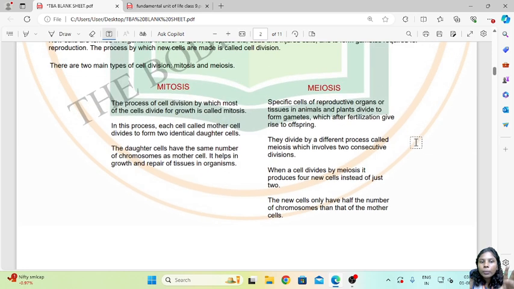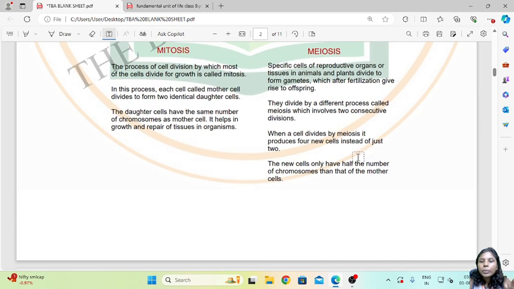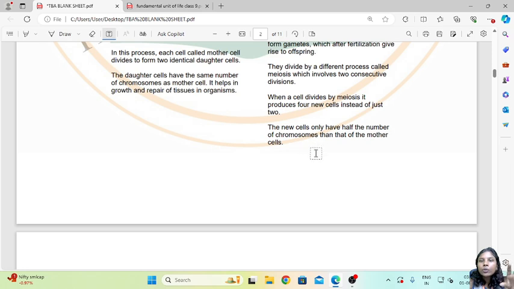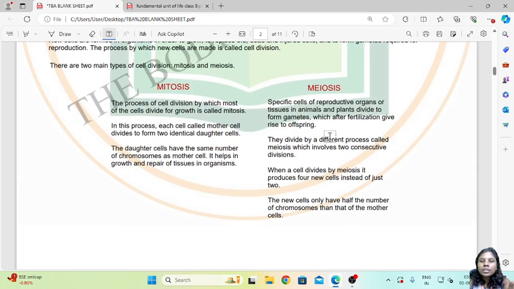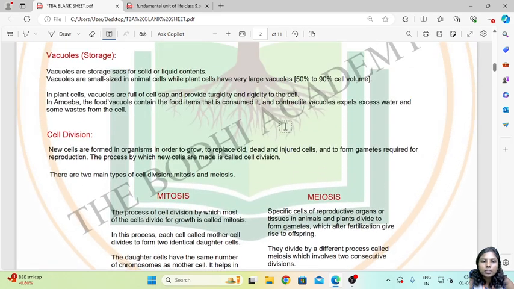In case of mitosis, the mother cell and the identical daughter cells have the same number of chromosomes. If the mother cell has 32, then in mitosis both the daughter cells will also have 32. But in meiosis, each of them is going to have half the number of chromosomes. Understood? So if the mother cell has 32, then the daughter cell will have only 16. So this is the difference between mitosis and meiosis.